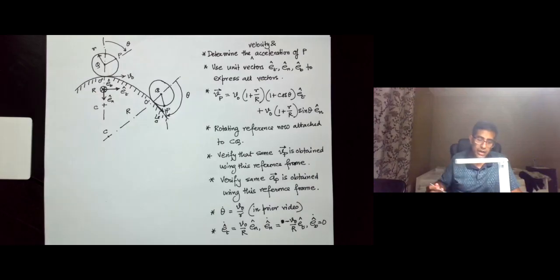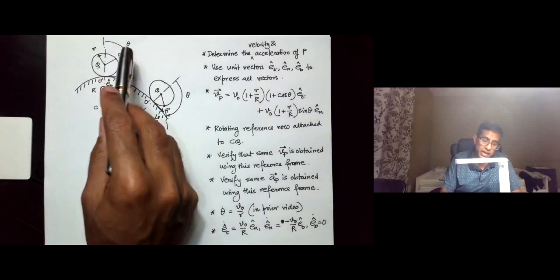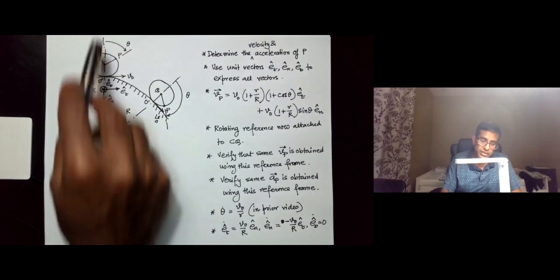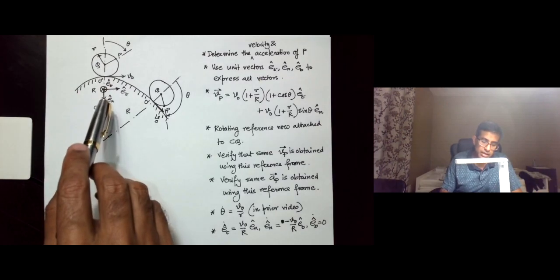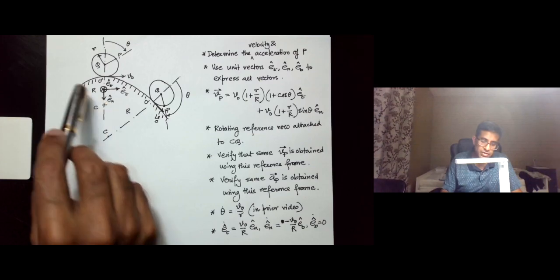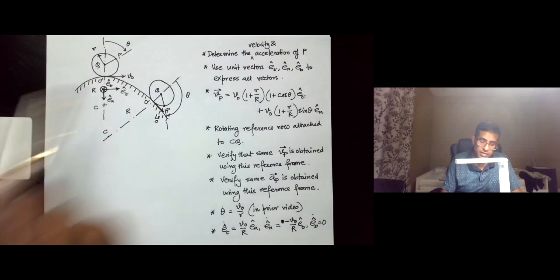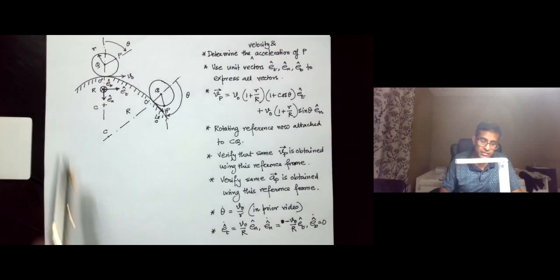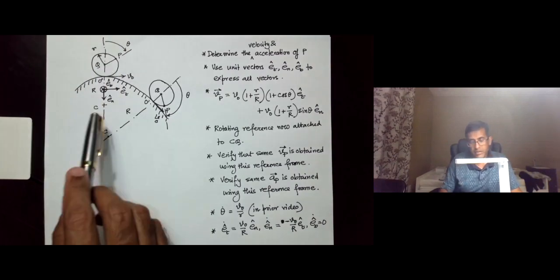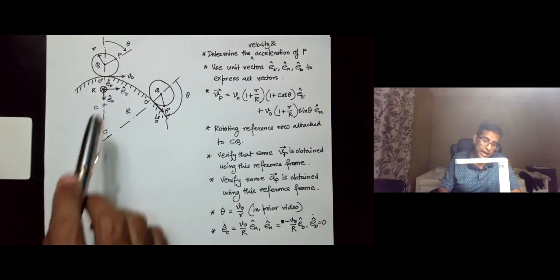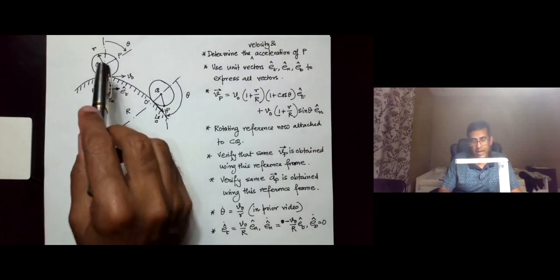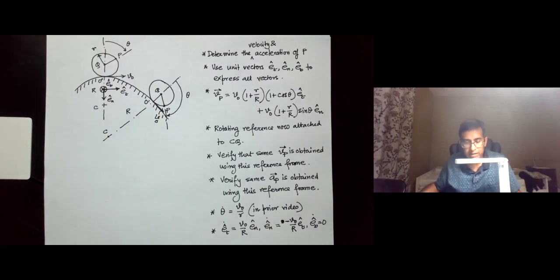We are given an arbitrary point P on the periphery of this disk, which is making an angle theta with respect to this line, and this line is basically the line joining the instantaneous center of curvature of this curved surface and the center of the disk, C and Q. So C and Q forms a line which passes through the point of contact, and so it is C O prime Q, and angle theta is being measured from that line in the clockwise direction as the disk rolls.